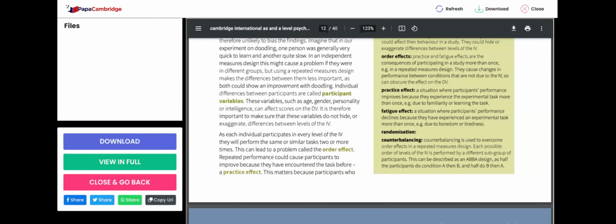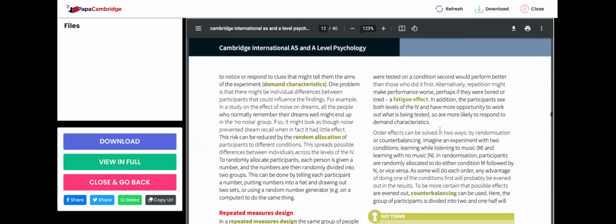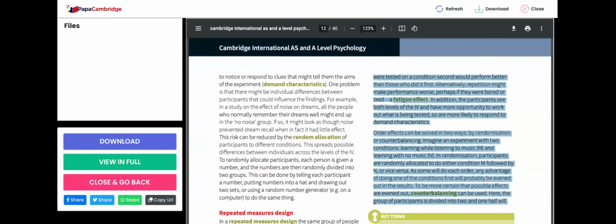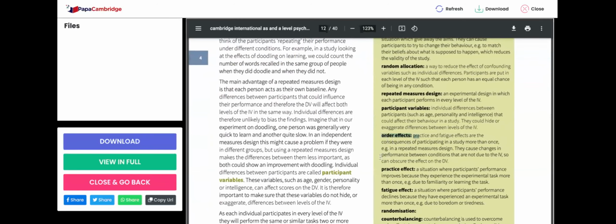So sorry, yeah. Those are the two. Now the third one, let's just look at another thing. Another disadvantage is that there might be a fatigue effect. You need to know these terminologies: order effects, practice effect, and fatigue effect, which I will explain in a minute.